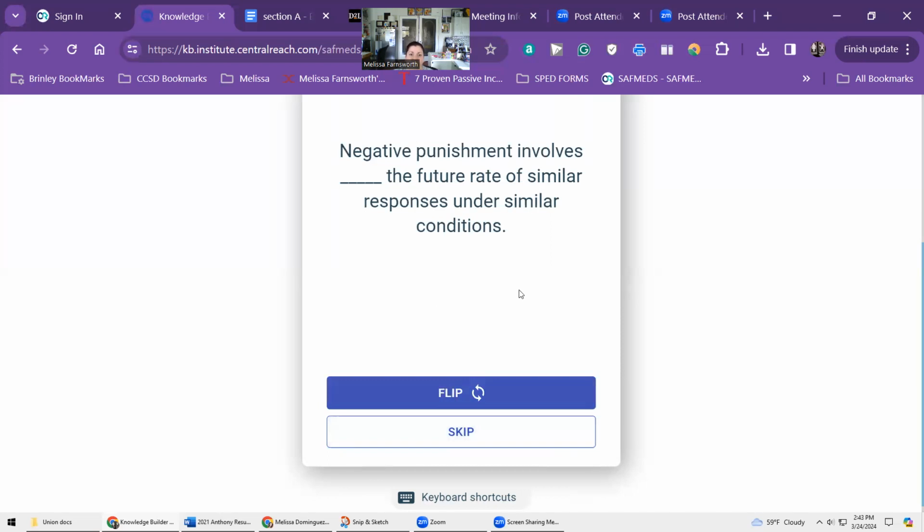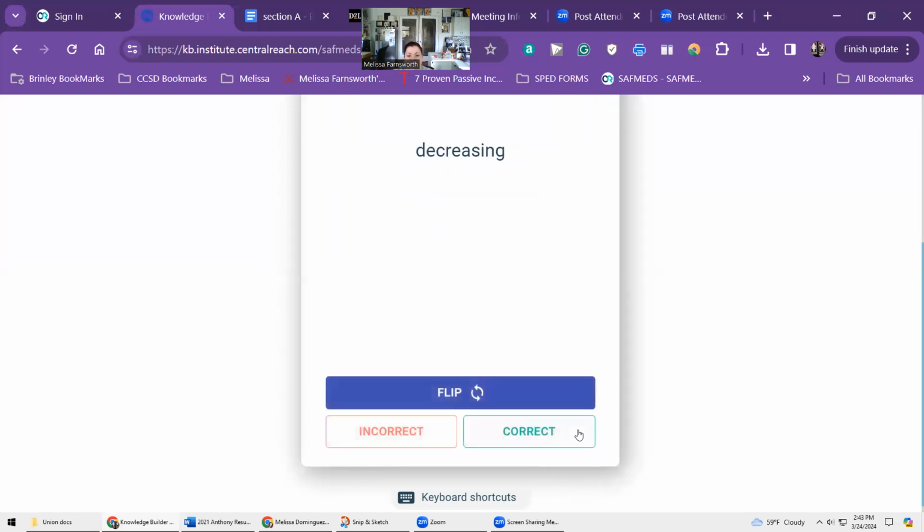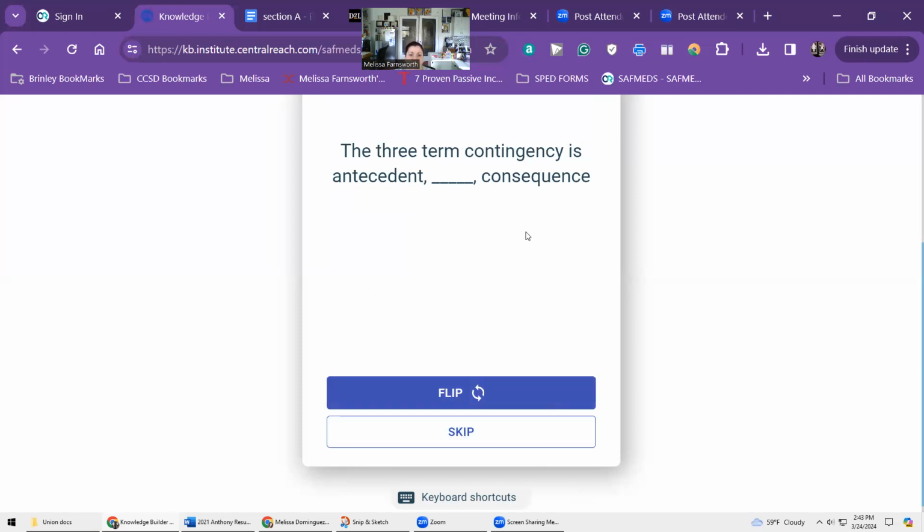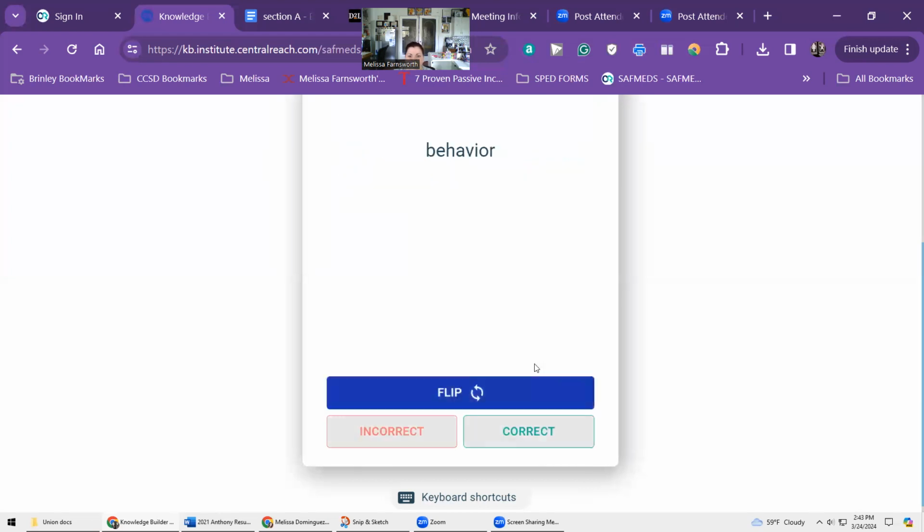Negative punishment involves decreasing the future rate of similar responses under similar conditions. Nia sees the word water and says water, textual. Codic relations have a history of generalized reinforcement. A tact produces generalized conditioned reinforcement. The three-term contingency is antecedent, behavior, consequence.